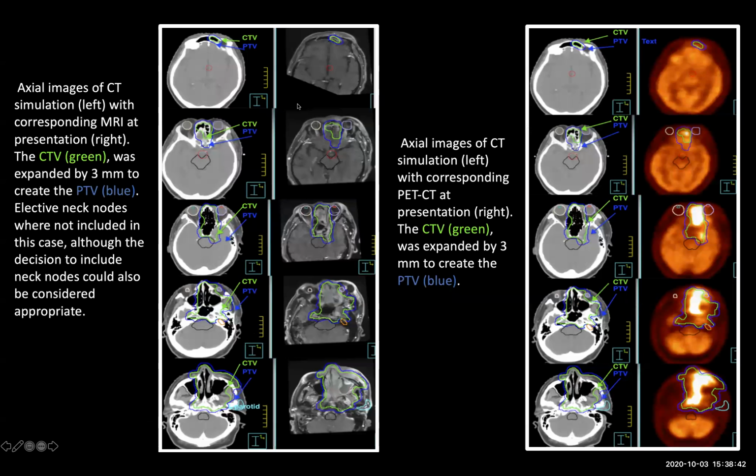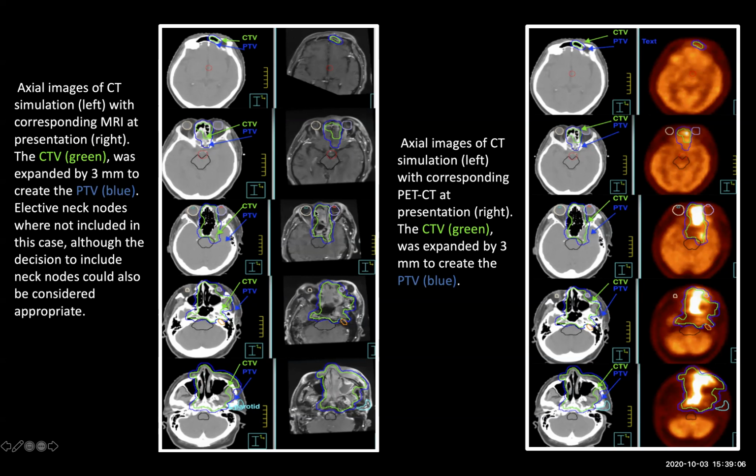We show here in the axial images how we fused with the MRI and also with the PET scan. And we also use the CT scan that was done for simulation. The reason you need all of these three modalities is each one of them would give you information about bone, soft tissue, or the activity of the cancer.